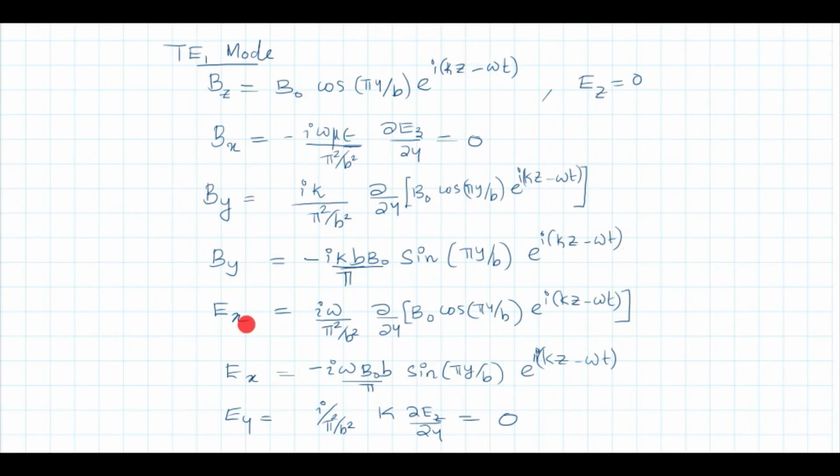Again Ex, you will get it as minus i omega B0 b divided by pi into sine pi y by b e raised to i(kz minus omega t). Ey, you will get it as 0. So among the 6 components of electric and magnetic field, 3 will be again 0. Ez, Bx and Ey are 0. The non-zero components are Bz and By and Ex.